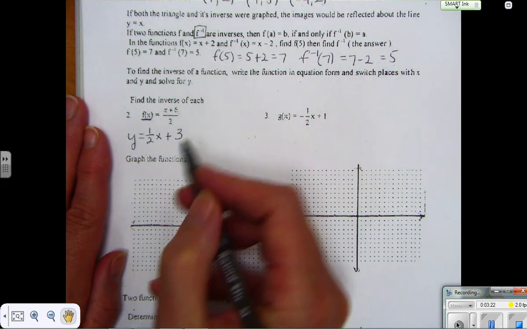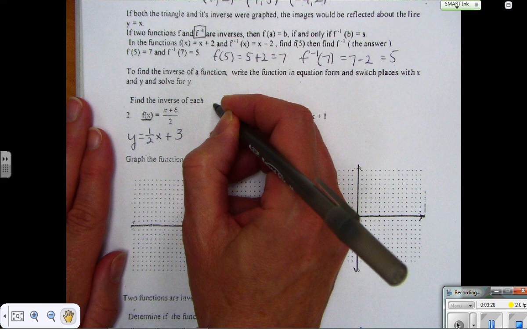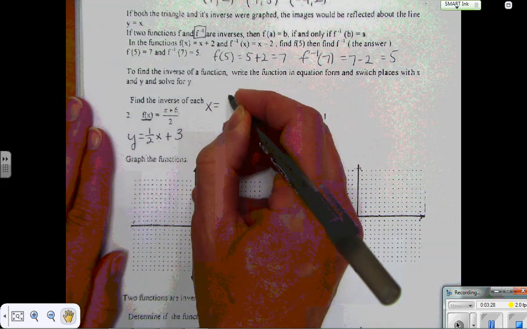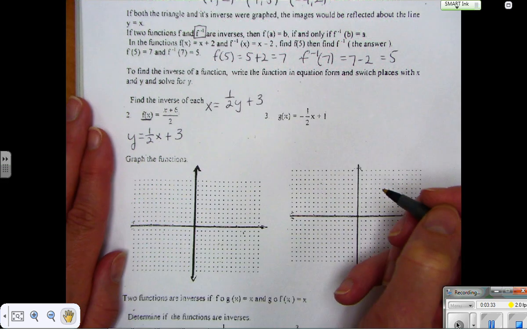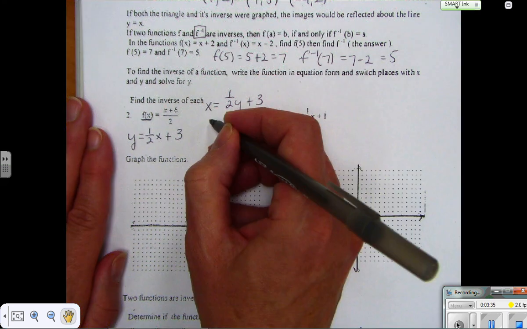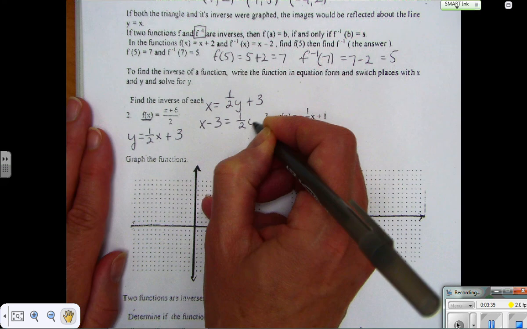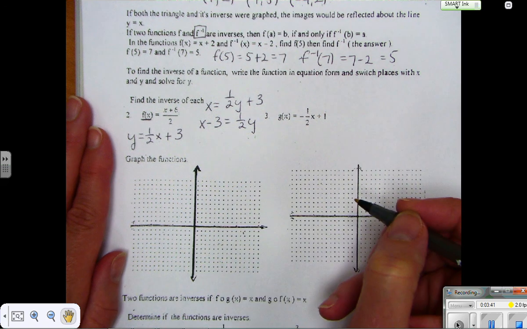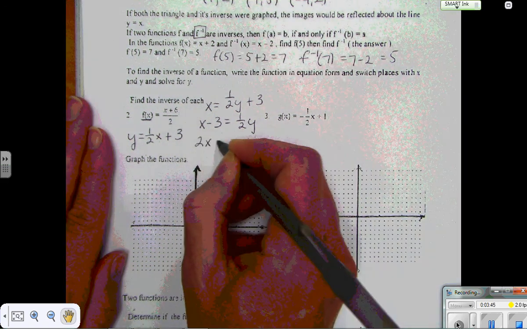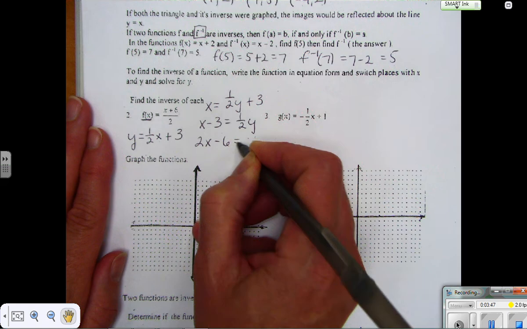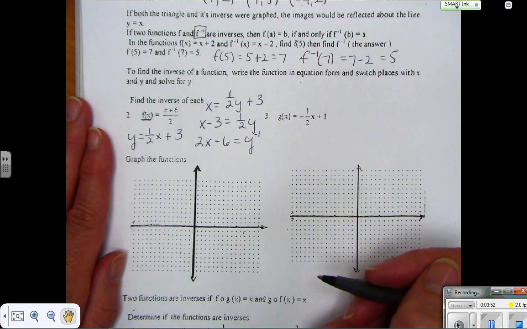Okay, so now I need to switch the place of the x and the y. So x equals 1/2 y plus 3. And I'm going to resolve for y. So I want to subtract the 3 and multiply by 2 on each side. So I'm going to have 2x minus 6 equals y. And that's your inverse, so you can put f to the negative 1 for your final answer.